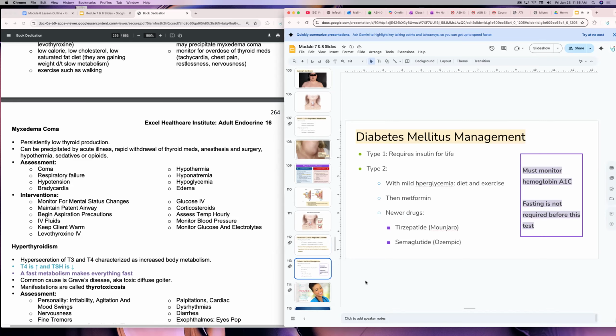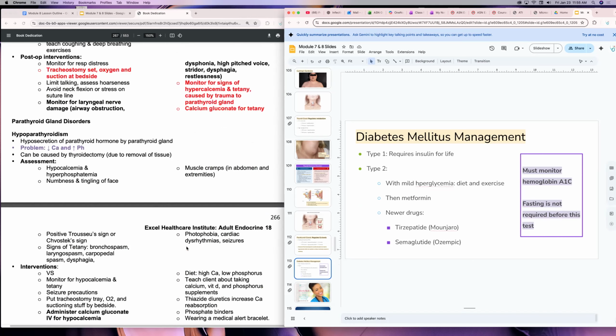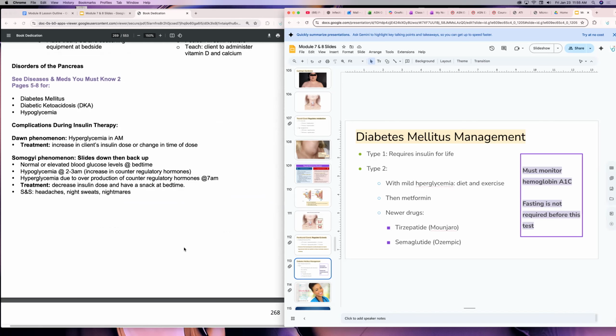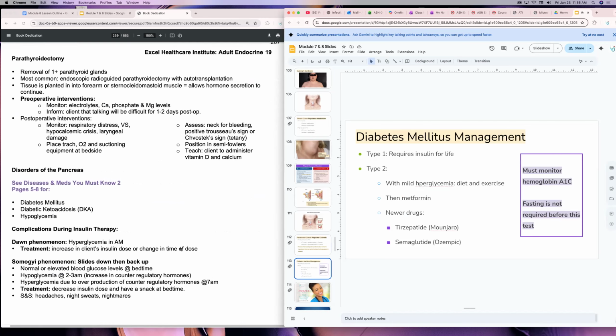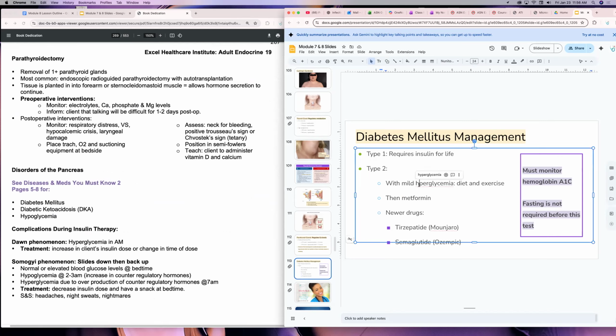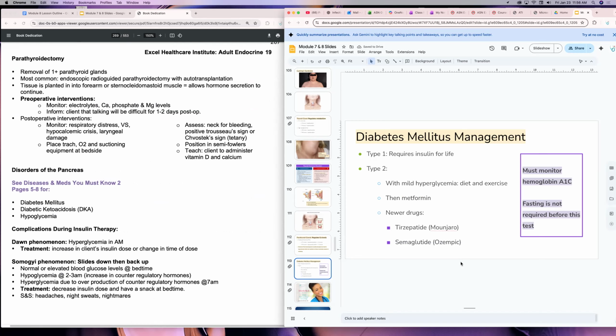The last group of disorders we're going to talk about is diabetes mellitus. For homework, because we've talked about diabetes before, just review it in your study guide, okay? It starts on page 267 in your study guide, but it's nothing that you haven't heard about diabetes. Diabetes type 1, they need insulin for life. Type 2, they have hyperglycemia. It can usually be fixed with diet and exercise. If that doesn't work, they try metformin. And if that doesn't work, they try the newer drugs. The newer drugs, tirzepatide, which is Mounjaro, and semaglutide, which is Ozempic.